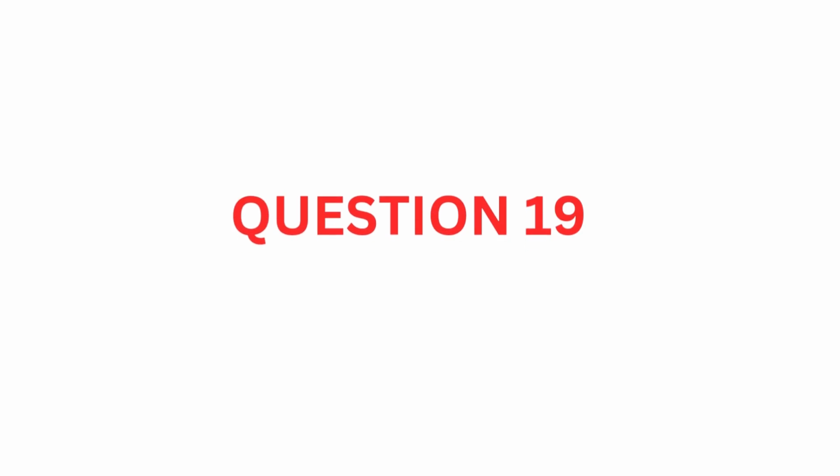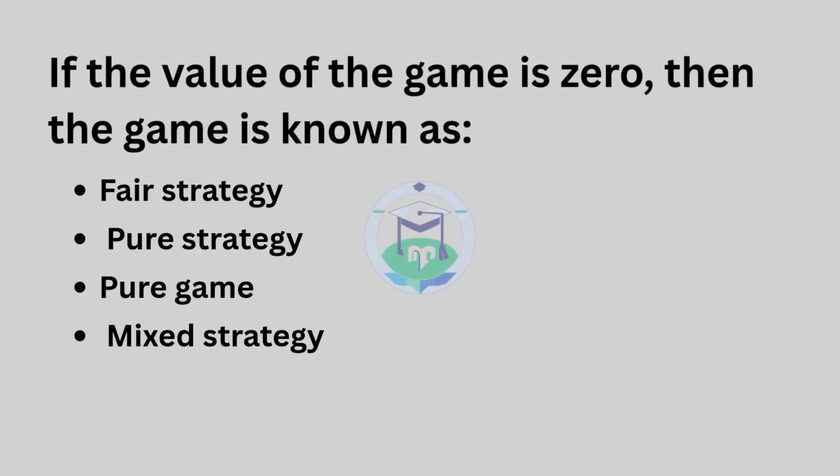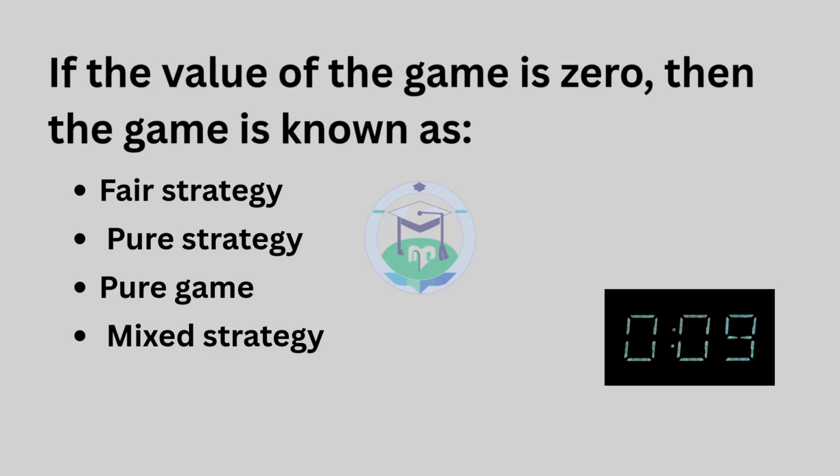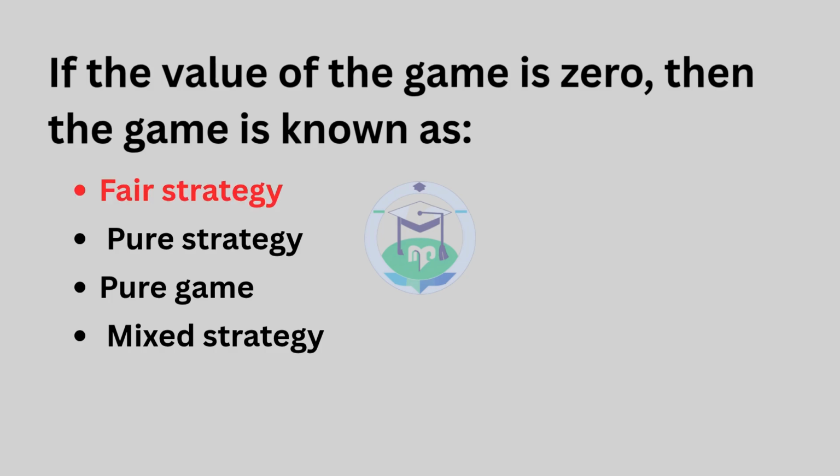Question number 19. If the value of the game is 0, then the game is known as. The answer is option 1, fair strategy.